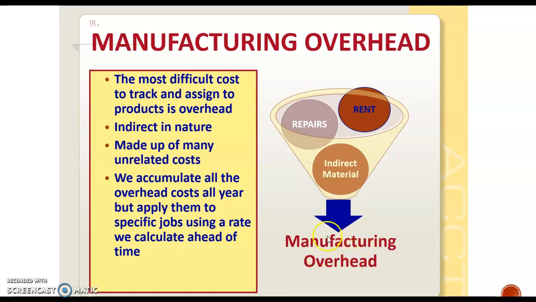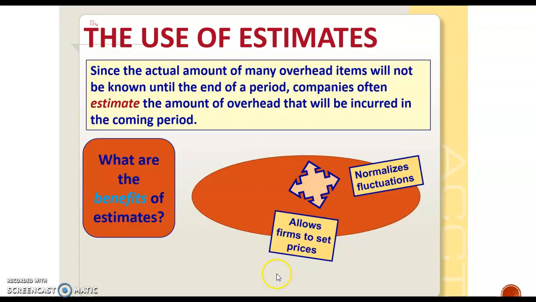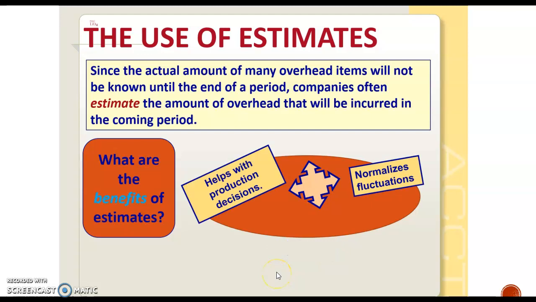Then we have to apply a little piece of overhead to each job. So we have all these unrelated costs that make up the overhead account. Then we have to figure out how we are going to divvy those all out to the various jobs. So we're going to come up with this rate ahead of time, and then that's the rate we'll use. The rate is based on estimates.